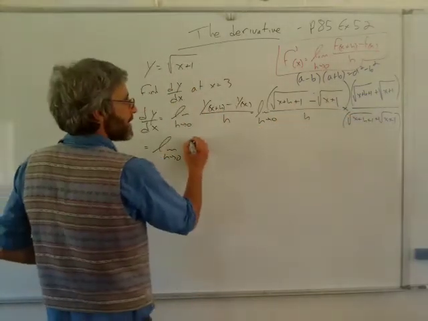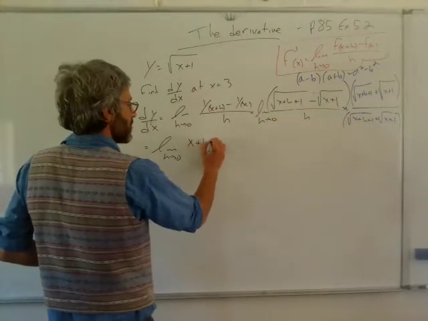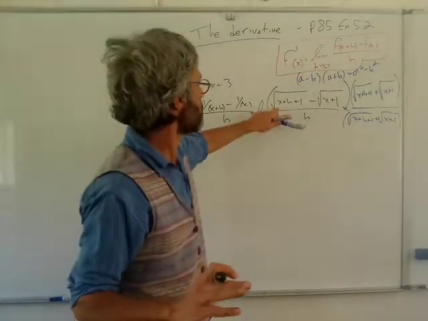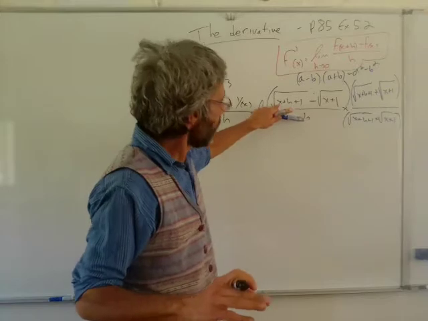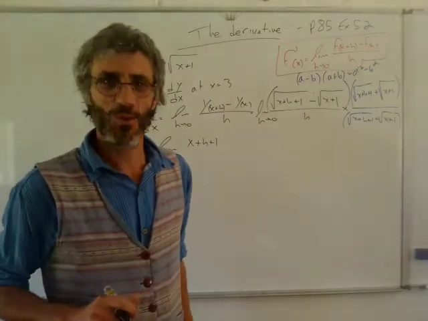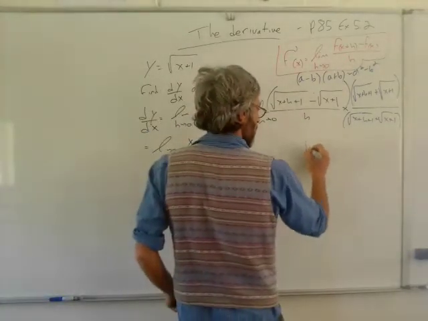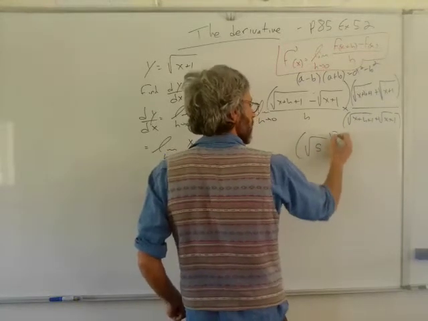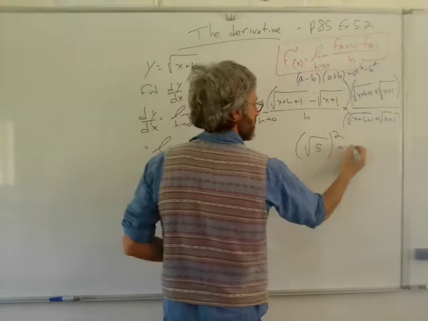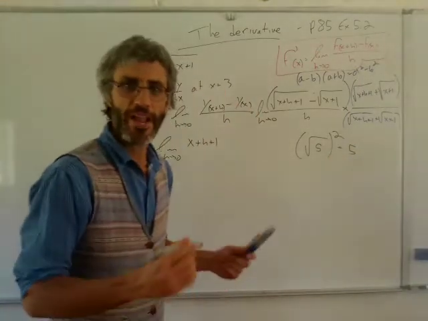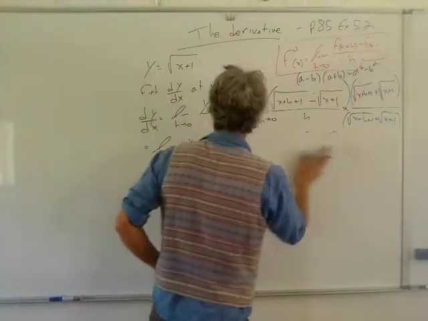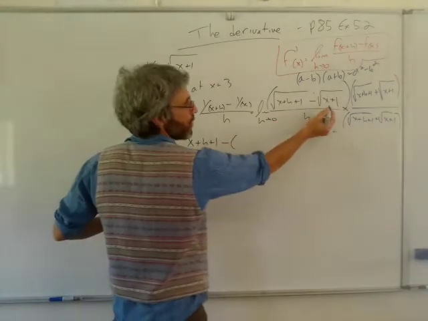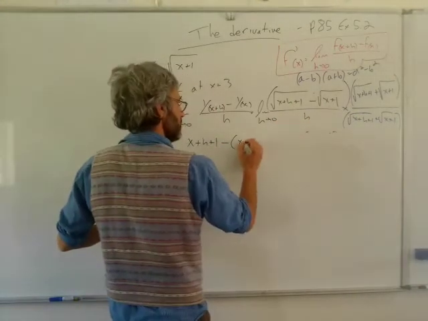What is a squared? A squared is x plus h plus 1. Not square, just x plus h plus 1. Because the square of the square root is simply what you have inside the square root, right? Let's say 5. The square of square root 5 is simply 5. Okay? They're inverse functions, the square and the square root. So it's a squared minus b squared. What is b squared? It's x plus 1.